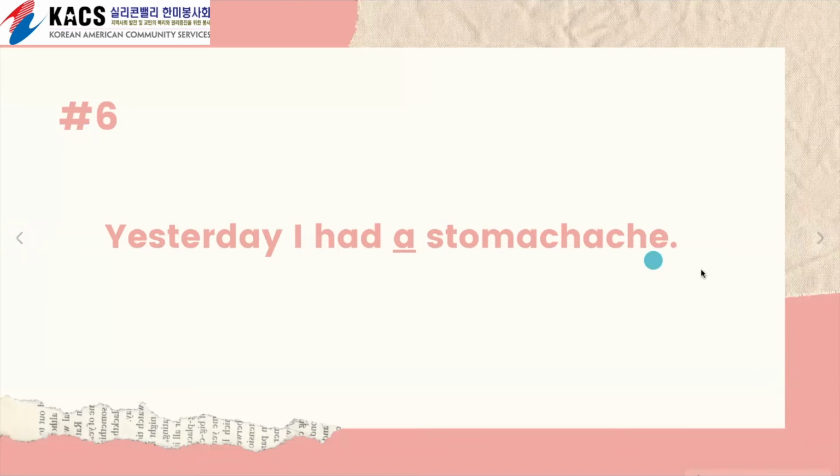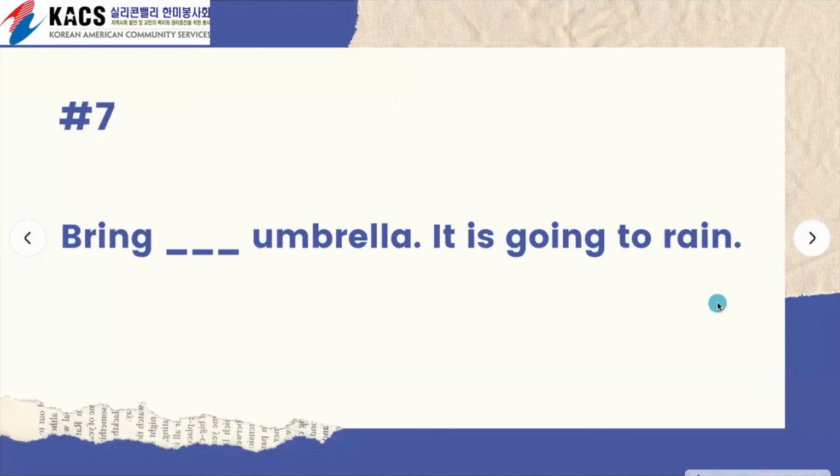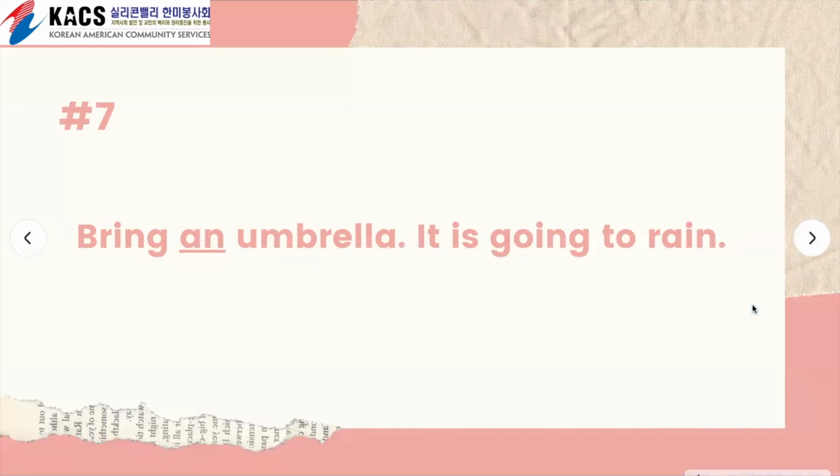Let's move on to the 7th problem now. Bring blank umbrella. It is going to rain. Okay, now I will give you 5 seconds to figure out the answer. Okay. Bring blank umbrella. It is going to rain. The answer to this problem is an. So bring an umbrella. It is going to rain.